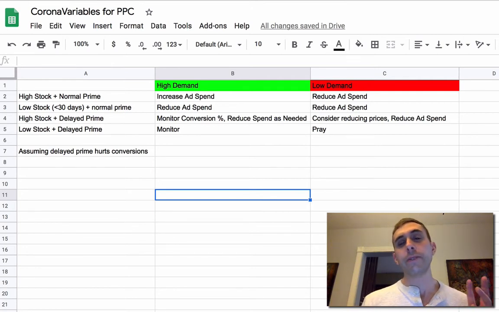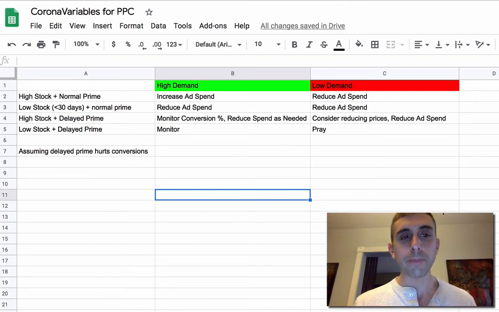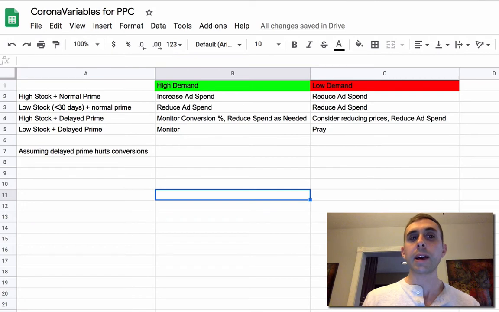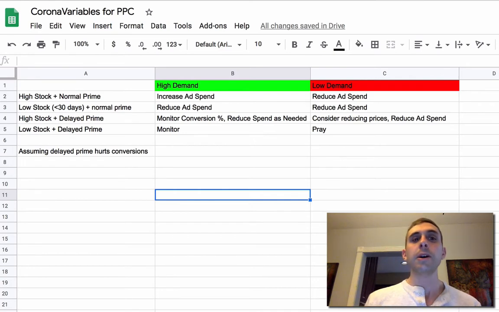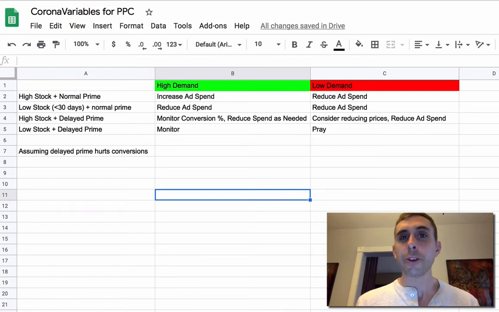The third variable is whether there's delayed Prime or normal Prime shipping. As you guys know, and have probably heard already, Prime shipping has been disrupted because a lot of the products are not being shipped on time. There's a delayed Prime of up to 30 days that we're seeing right now. Even normal Prime has been delayed by a couple of days. So what we are defining as normal Prime now is more like 3 to 4 days of Prime shipping. Sometimes in certain cases it might still be 2 days, but let's just say 3 to 4 days, and then delayed Prime shipping is up to 30 days right now.